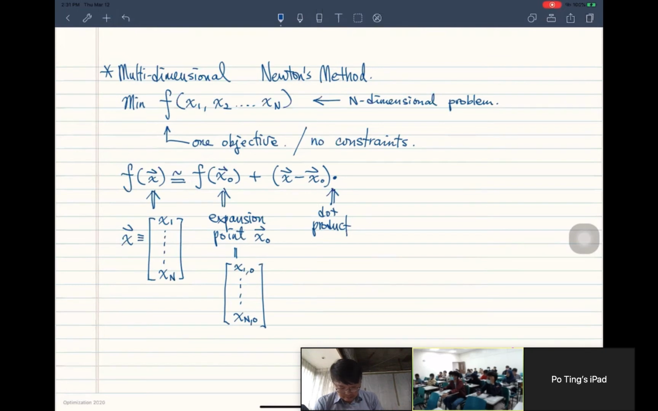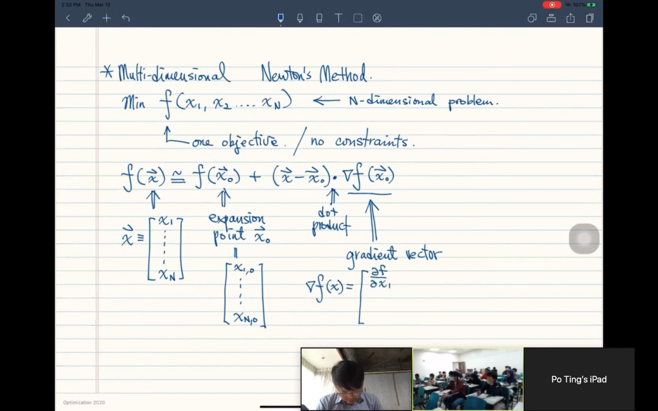Let me write this way. So what is a gradient? Gradient is also a vector. Gradient basically is partial f, partial x1, up to partial f, partial xn. All the first order partial derivatives together make a gradient vector. I think you learned this in calculus.